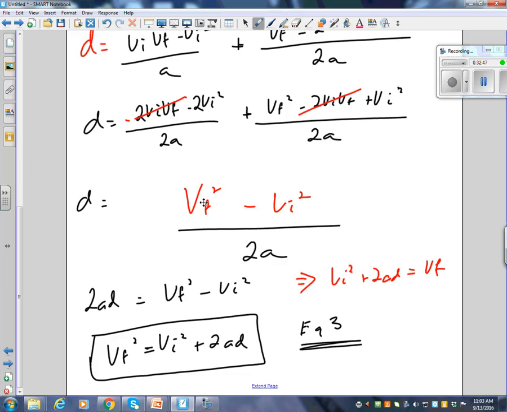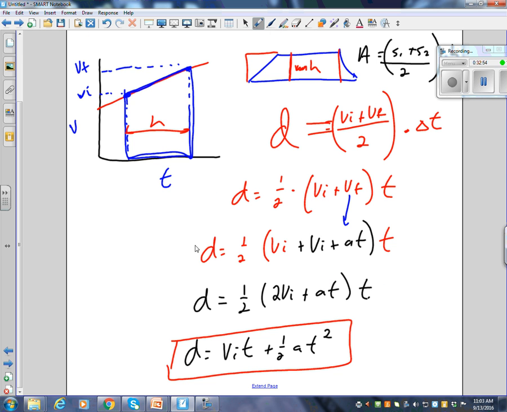We'll get to this next week. Test on this next week. So you have this formula, you have this formula, and you have this one here.